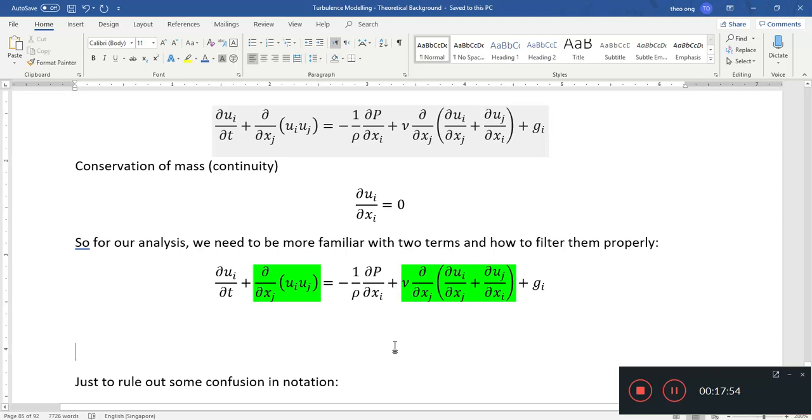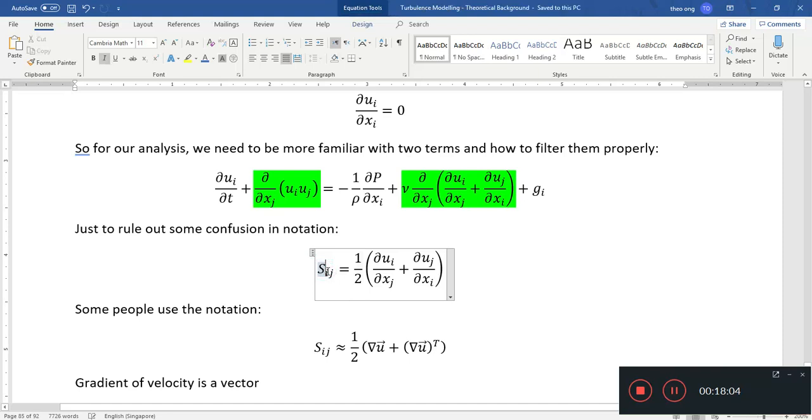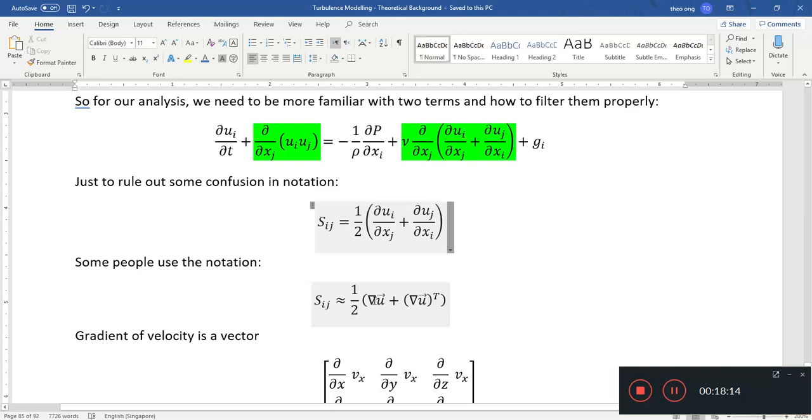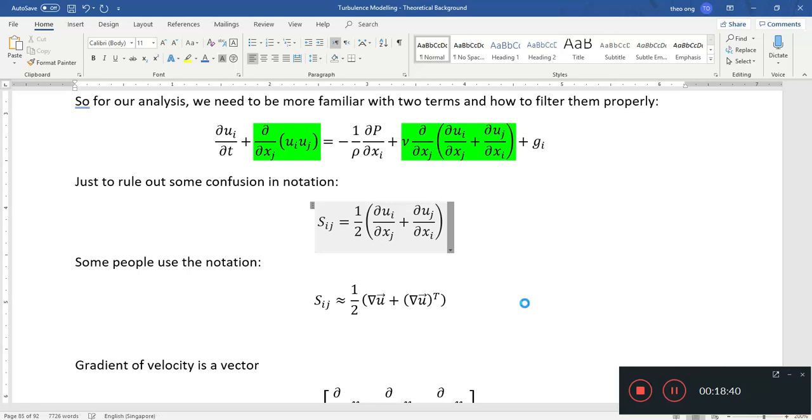Okay, so in case you are confused about some of the notation, Sij is actually equal to half of this term inside. Some people use the notation like this, the vector notation. This is actually the gradient of velocity. So this is a gradient of a vector. It will give you a tensor actually. And this is the transpose. I'll show you what that means. So the gradient of velocity is equal like that.